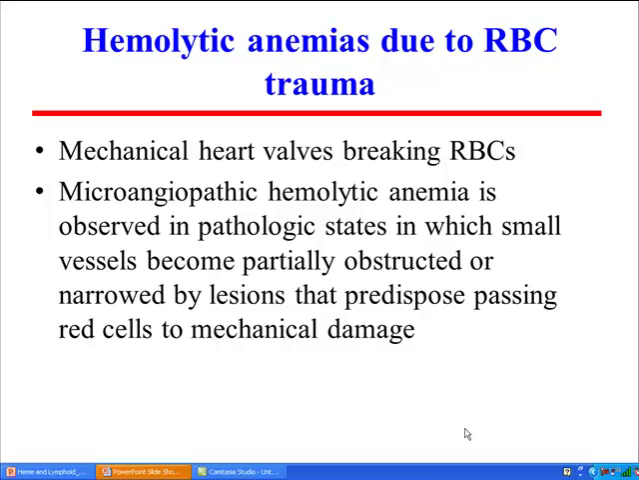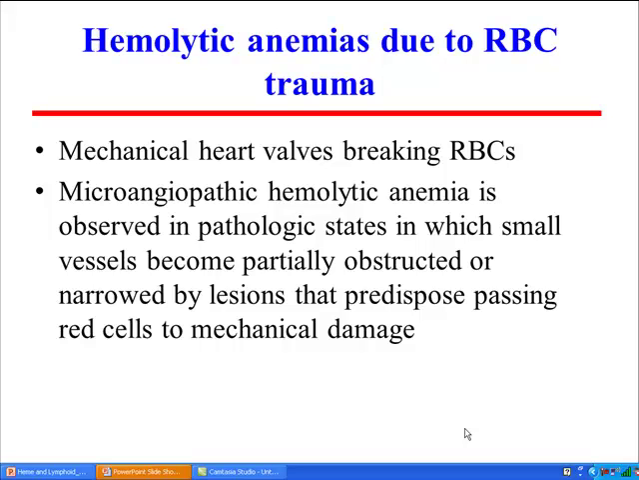Okay, hemolytic anemia is due to red blood cell trauma. So there are certain cases in which the red blood cells can undergo trauma. One good example of this is when a patient, let's say, has a mechanical heart valve that is defective. When it's defective, it can create turbulent blood flow, and so when the red blood cells flow across this defective valve, it can shear the red blood cells and break them.